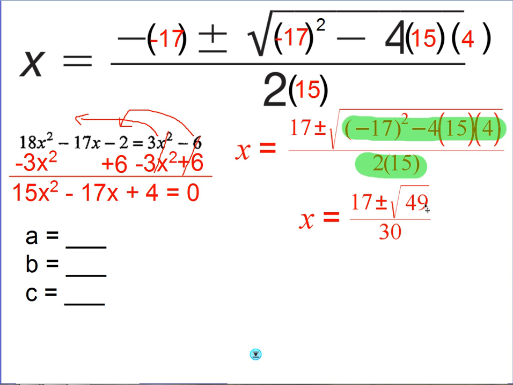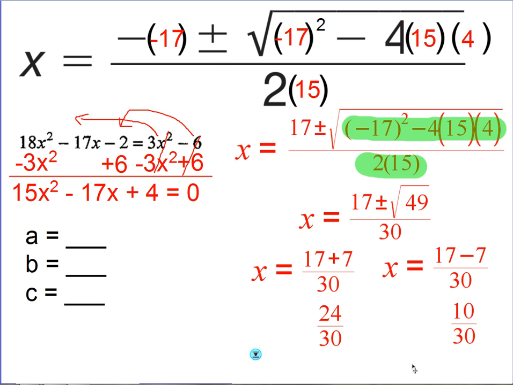The square root of 49 is both a positive 7 and a negative 7. So I'm going to do both scenarios. 17 plus 7 over 30 and 17 minus 7 over 30. So I get 24 over 30 and 10 over 30. Now these both come out decimals. That's okay. So 24 over 30 is 0.8 and 10 over 30 is 0.3 repeating.